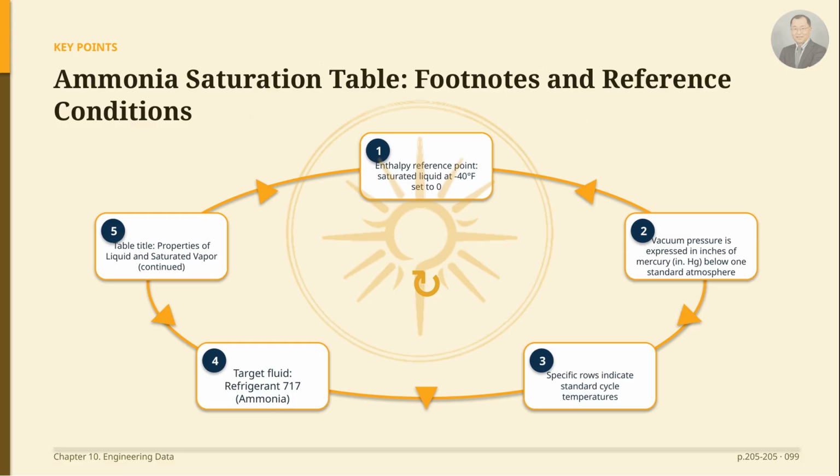I will now introduce the footnotes and reference conditions for the ammonia saturation table. First, the enthalpy values use a reference point where the saturated liquid at -40 degrees is set to 0. Second, vacuum pressure lower than atmospheric pressure is expressed in inches of mercury below 1 standard atmosphere, which is necessary when interpreting negative gauge pressures in the table. Third, some rows in the table correspond to standard cycle temperatures used in refrigeration cycle analysis. This entire table covers the liquid and saturated vapor properties of refrigerant 717, ammonia, and the title is Properties of Liquid and Saturated Vapor, Continued.